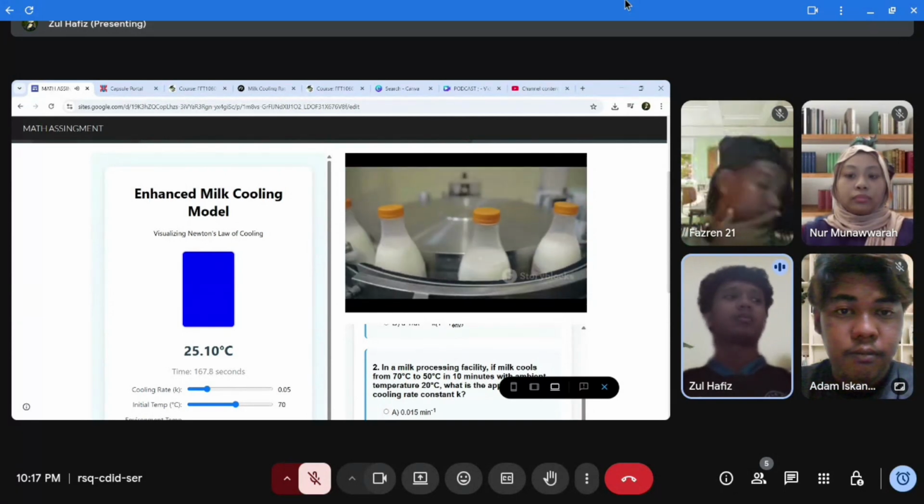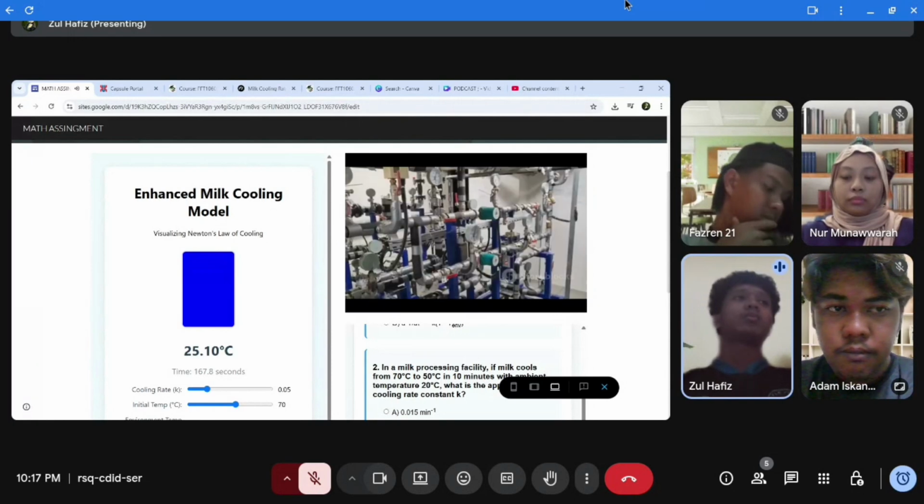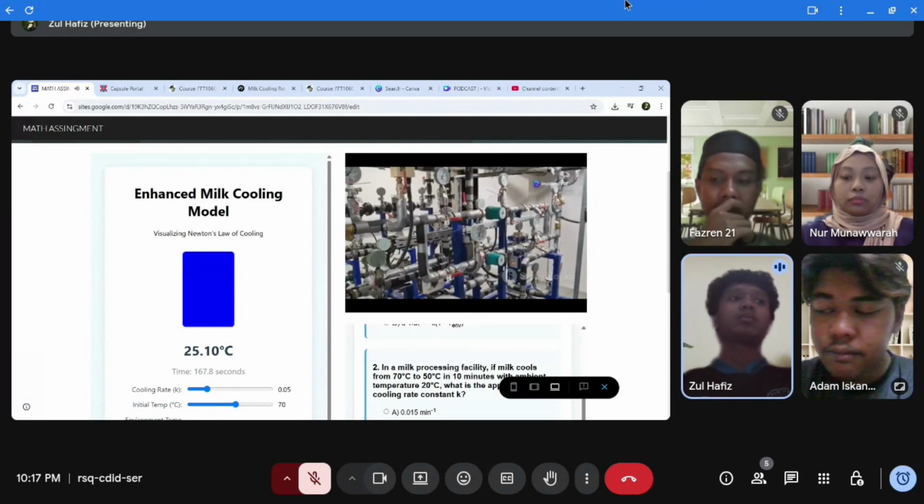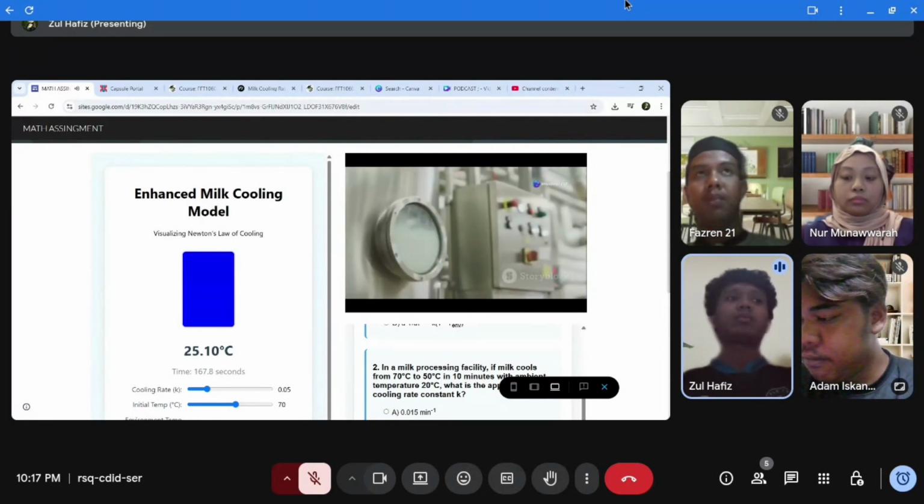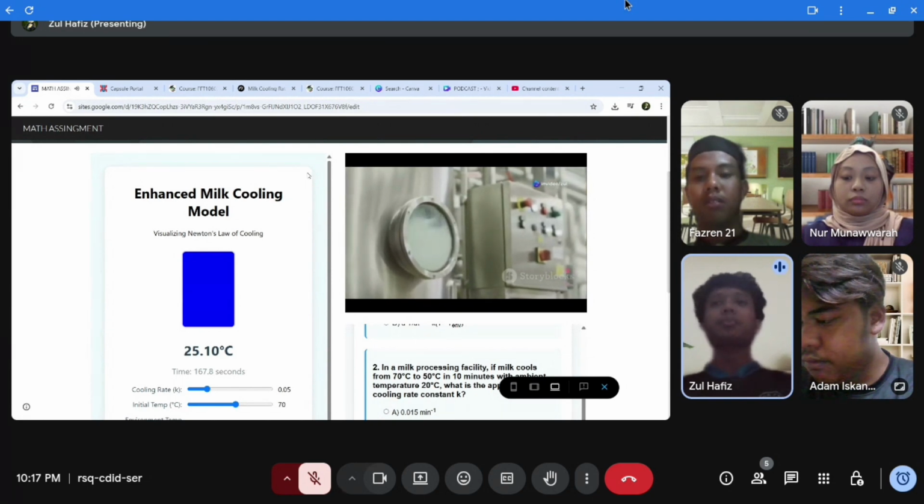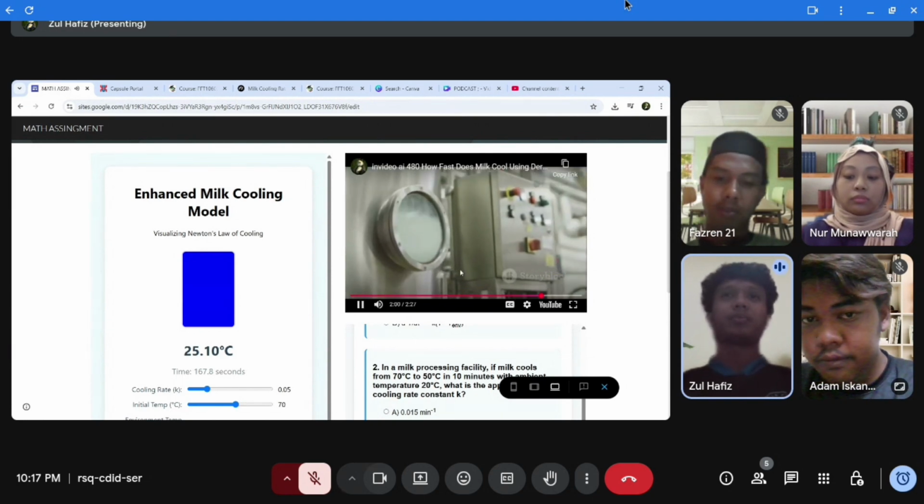Want the milk to hit bottling temp in under half an hour? Adjust the setup so k is bigger. Maybe colder pipes or a faster pump. Engineers use this math every day to design systems that chill milk quickly, safely, and without wasting energy.